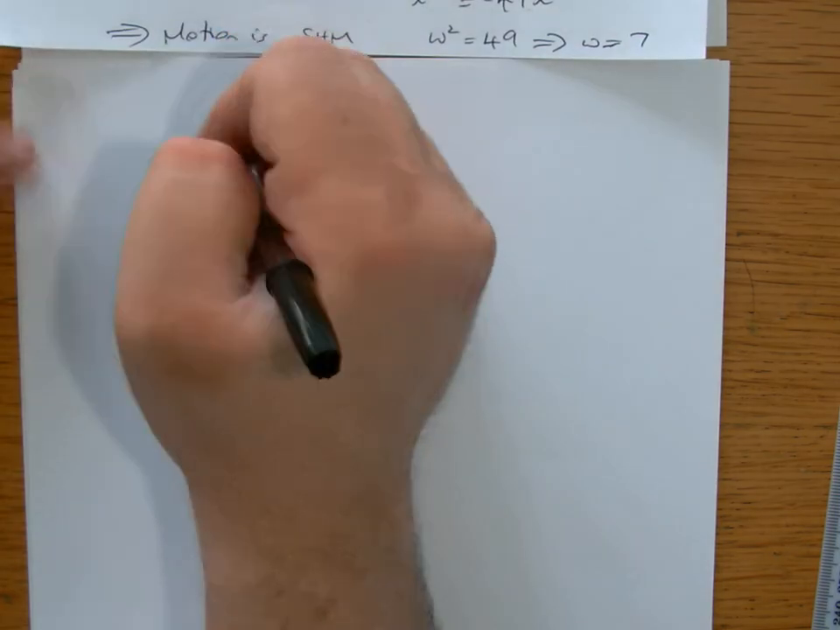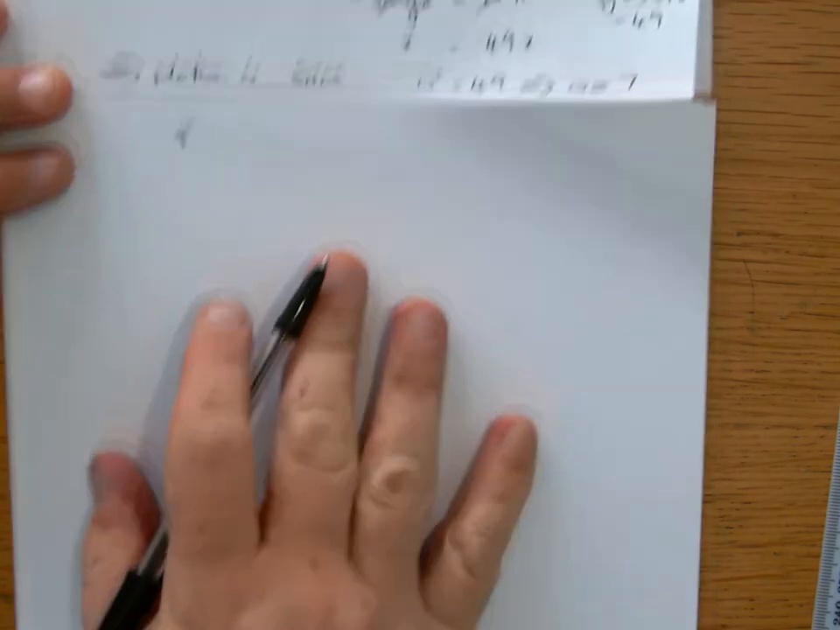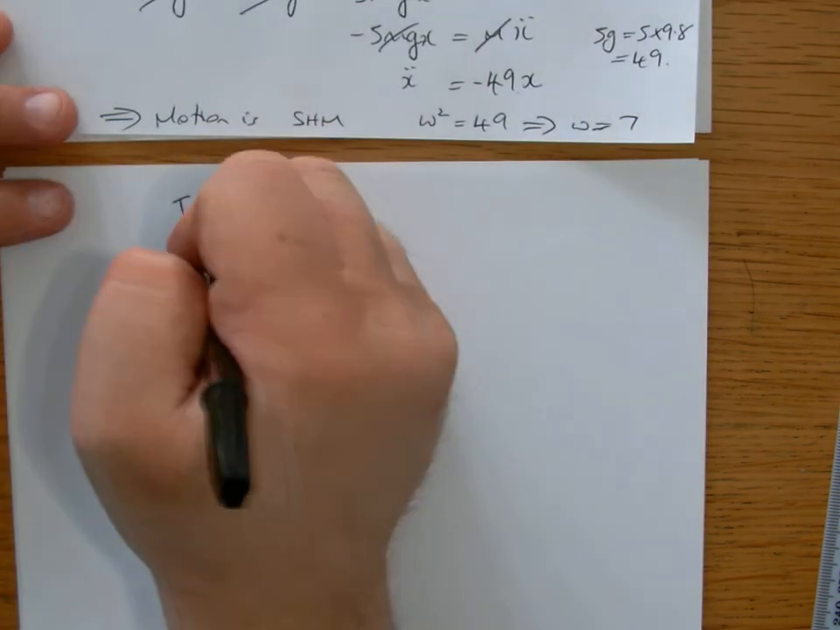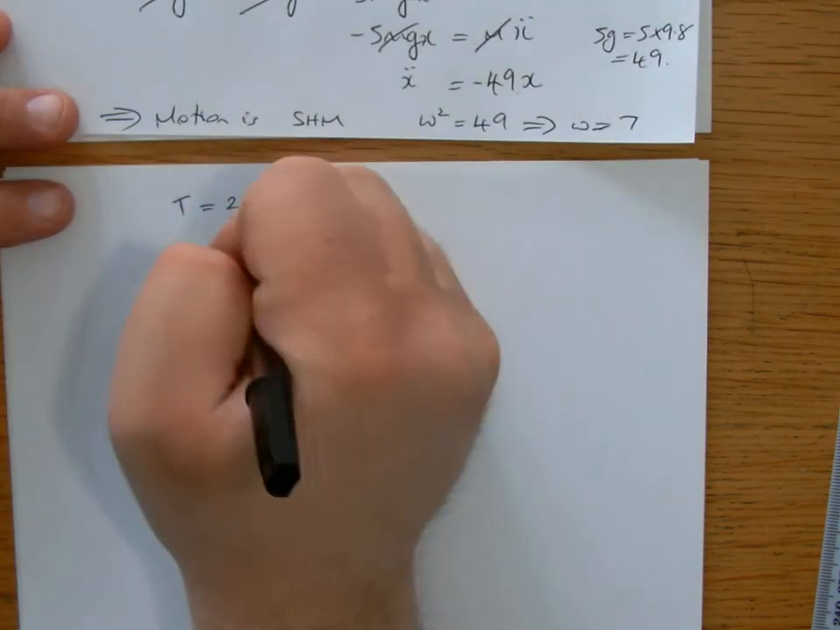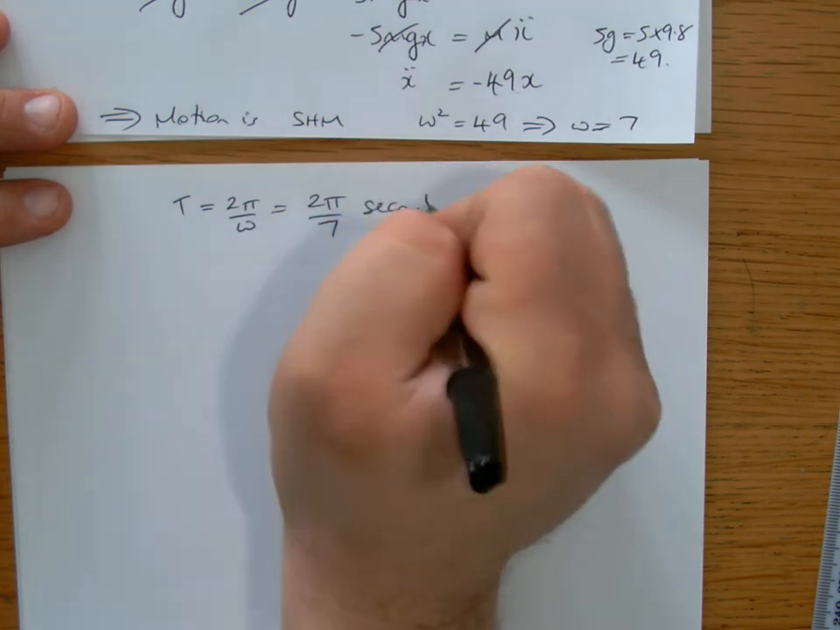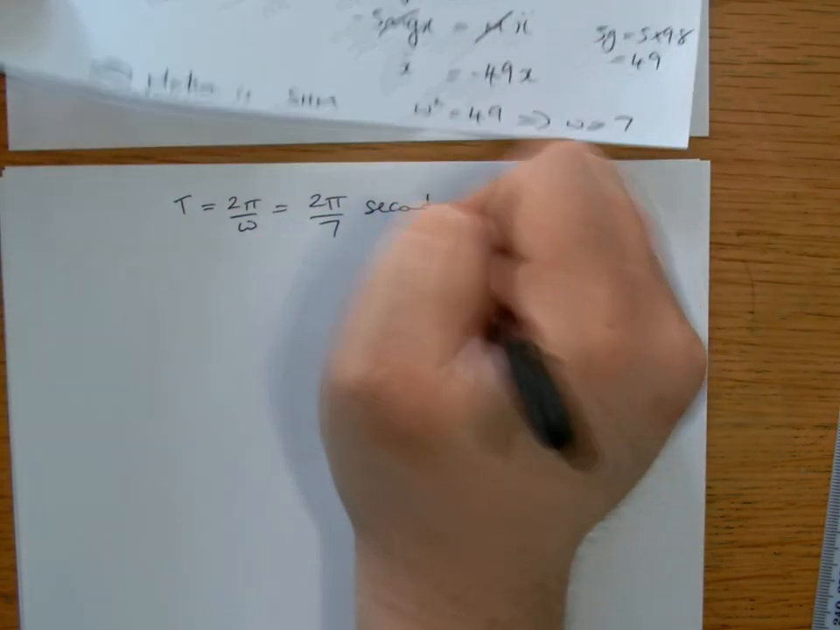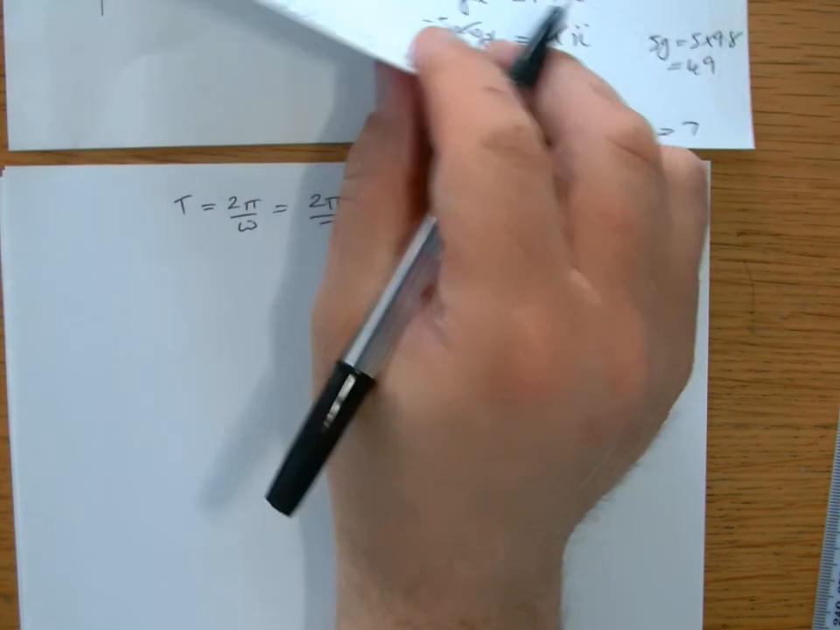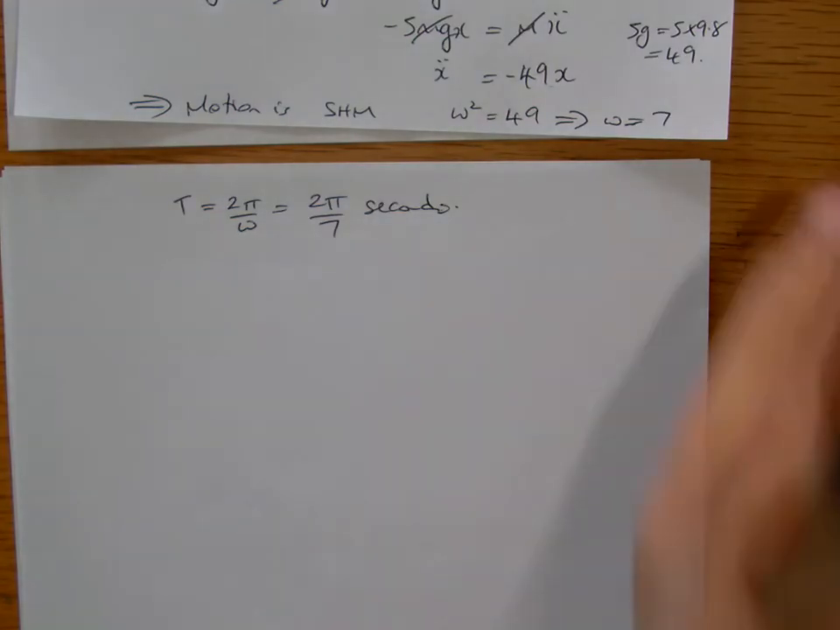Okay, so we'll sub it in. So T, for the time period, will equal 2 pi over omega, so 2 pi over 7 seconds. Okay, so we've got the time period.